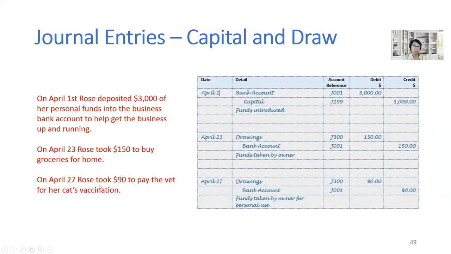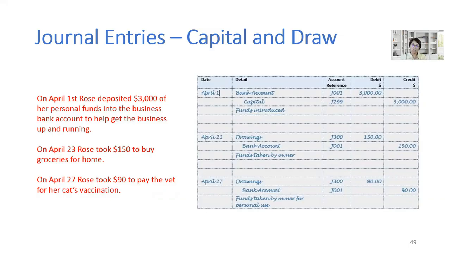Okay, now on April 27th, Rose took $90 to pay the vet. So this is something you normally shouldn't do. It's mixing your business money with your personal money, but it's not against the law unless it's like a corporation. But if it's just your own business, you could take the $90 and say, I'll just say it's a draw. It's like writing a check to myself for $90, okay?